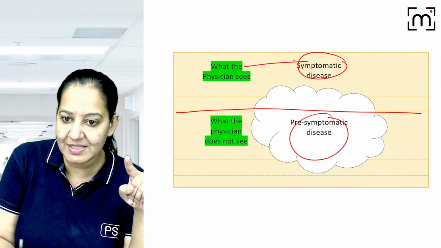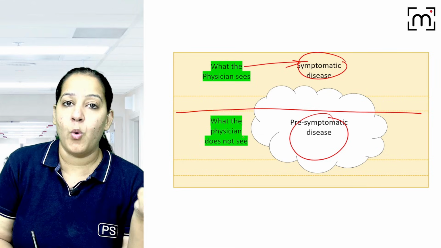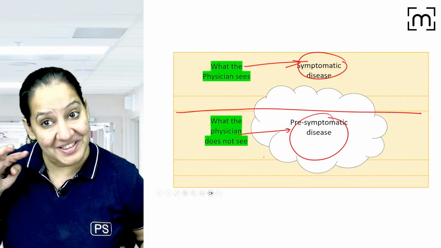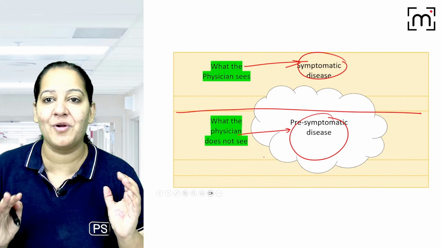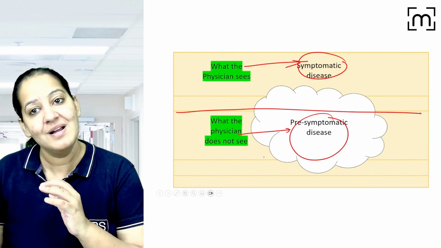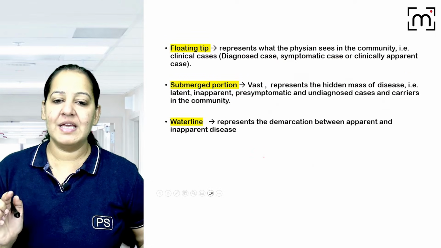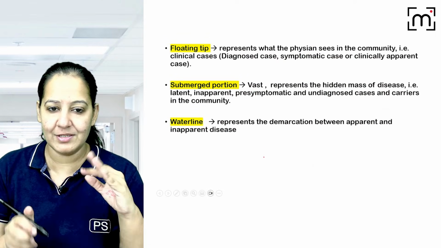So what physicians see in the community is this one, the tip, and what the physician doesn't see but the epidemiologist sees in the community is this one, the vast submerged portion. So the epidemiologist is more interested in the submerged portion and the clinician is more interested in the symptomatic cases, right? So same thing is shown or written. You have to write like this in your exam.